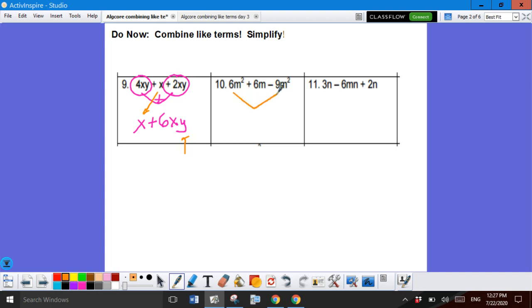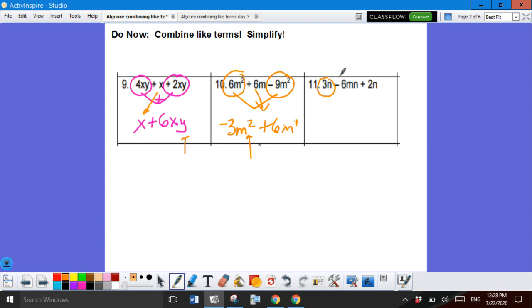All right, if I look at the next one, I see that I have 6m squared and a negative 9m squared, which is a negative 3m squared. The positive 6m is going to drop. Remember, when we write these in standard form, the biggest power is going to go first. So since it's a power of 2 and this is power of 1, this one gets to go first.